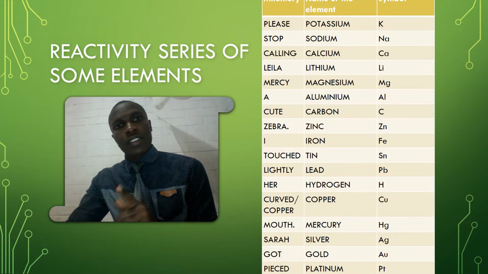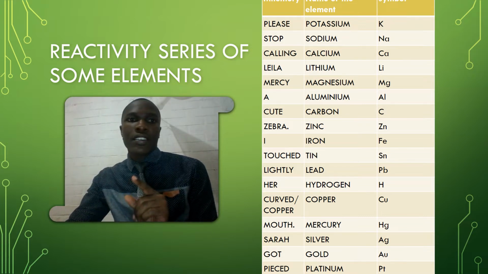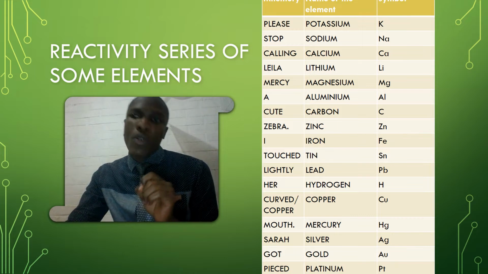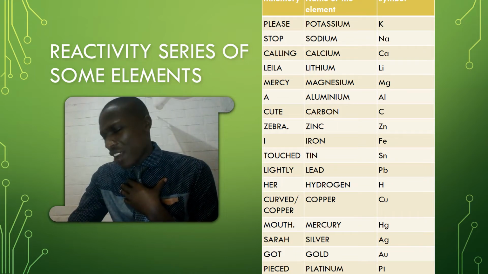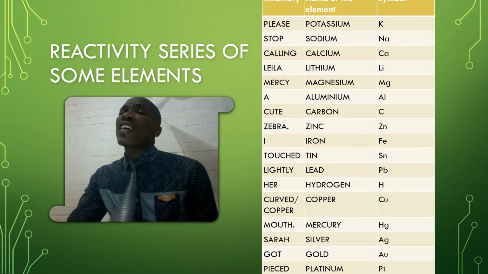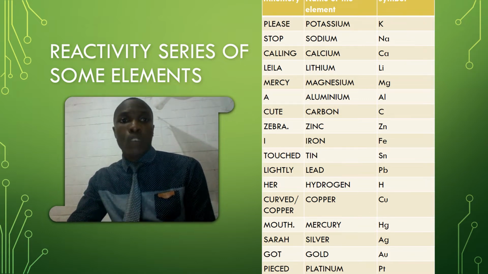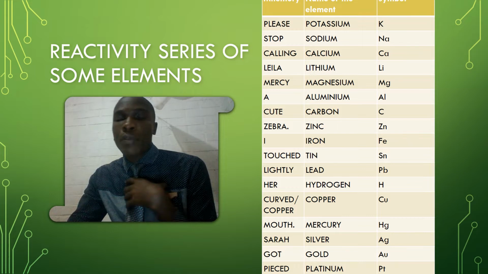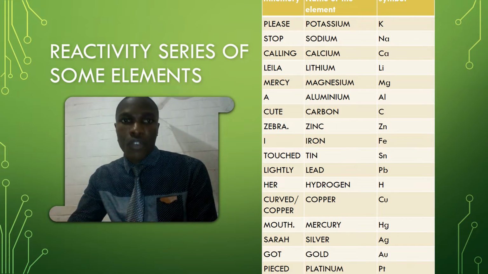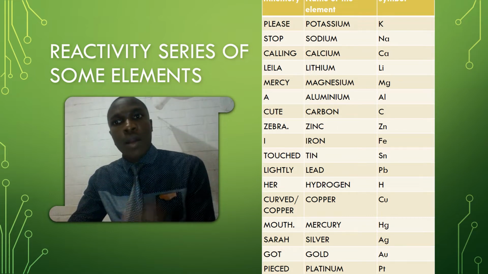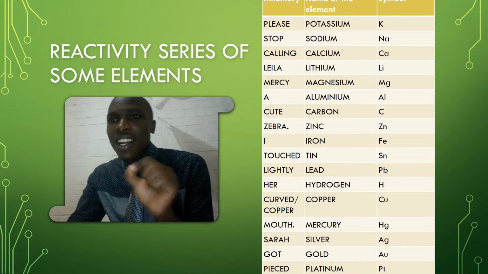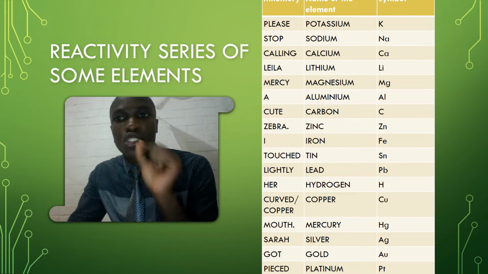Sometimes the reactivity series of cations is quite hard to memorize, very hard, as students find it very hard to answer in a question paper. So I want to give you a simple memory aid to help you recall the reactivity series of cations, and it goes: please stop calling Layla Mercy a cute zebra.